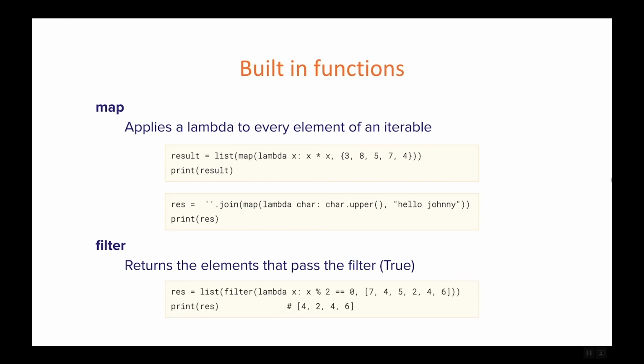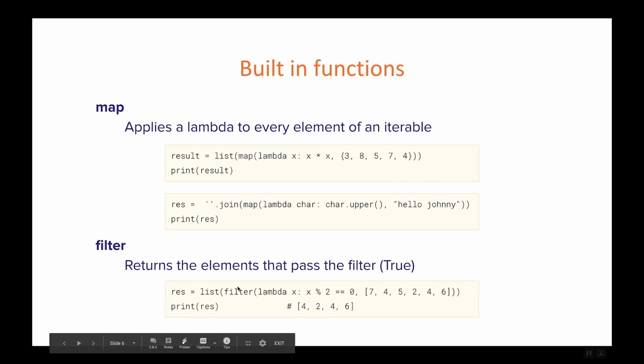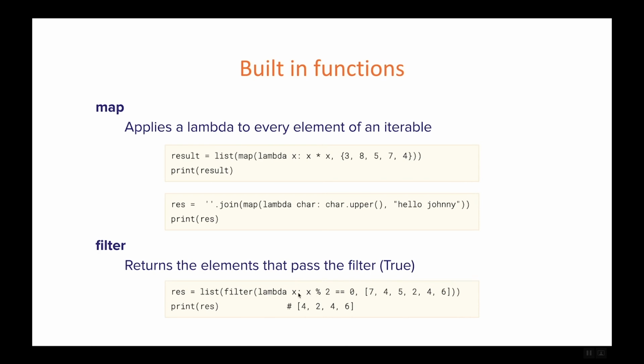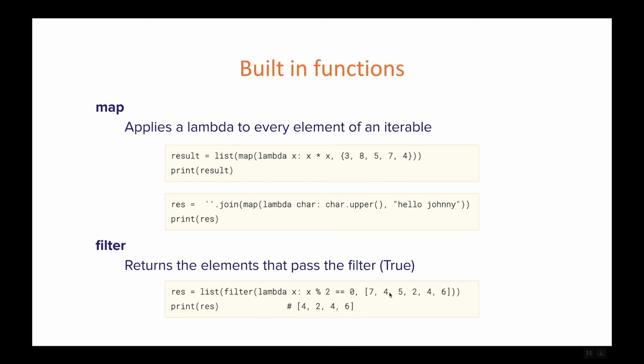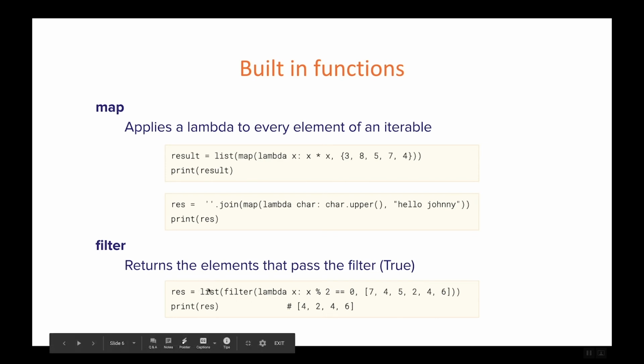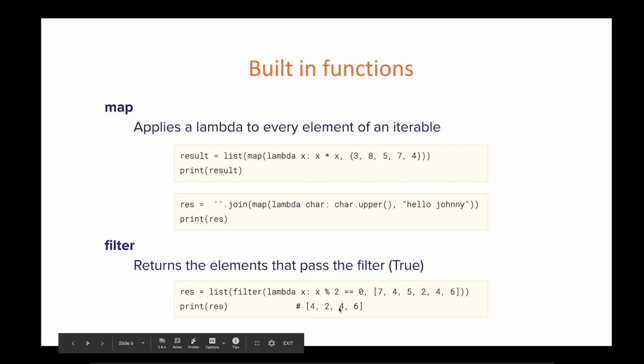So here is an example. We have our filter function that takes a lambda. In our case, we are simply checking whether a number is even, okay? And we are also passing a list of integers, right? So the filter will basically give us a true or false. If the number is even, then it will pass the filter. If not, then it will not pass, right? Then we are converting it into a list and printing it out. So here we only get our even numbers.